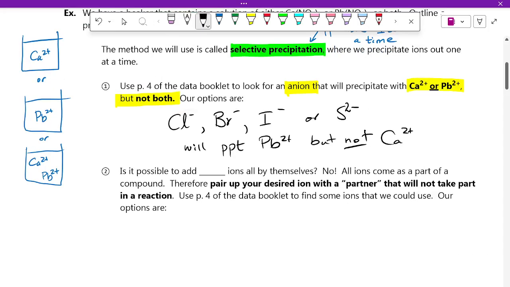Is it possible to go into the back room and get a jar of, what kind of ions do you want to pick? Which one? S2 minus? Can we add S2 minus ions all by themselves? No, they have to come with a partner in a compound. And because sulfide is an anion, it needs to partner up with a spectator cation. Who would be a good cation to act as a spectator?